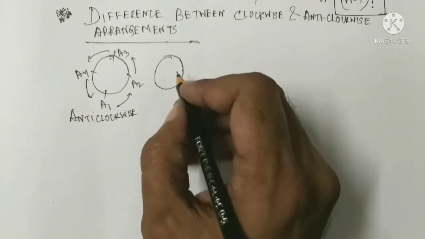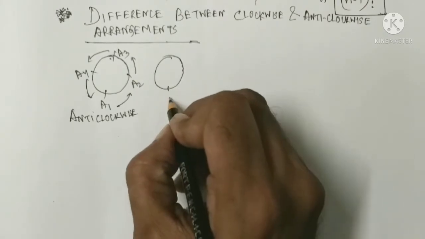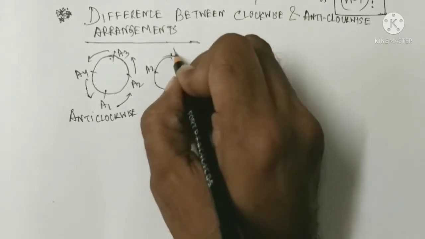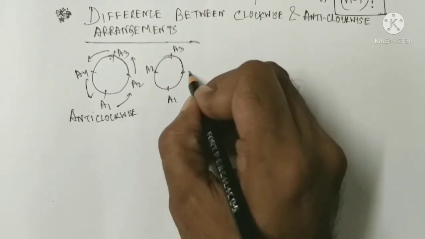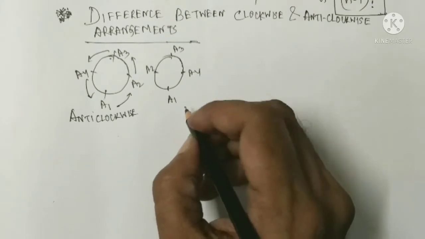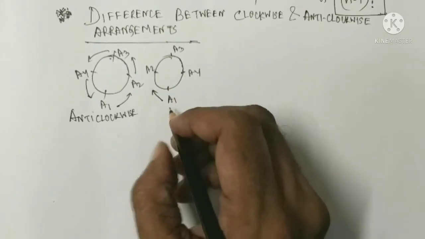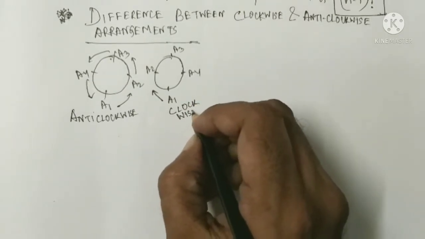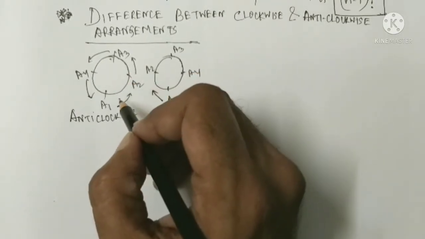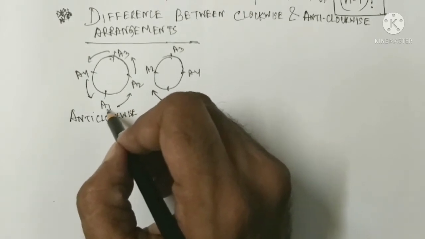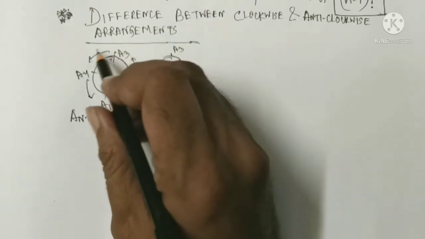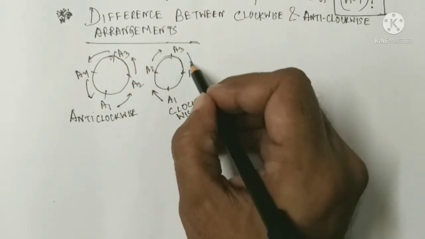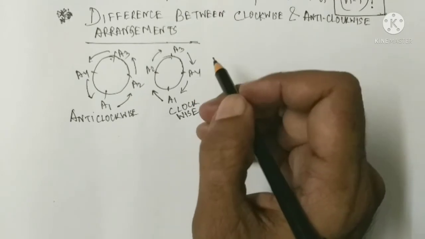And in another style, A1, A2, A3 and A4. This is clockwise. First, we have shown anti-clockwise, that is in this manner A1, A2, A3, A4, and this is clockwise A1, A2, A3, A4 clockwise.